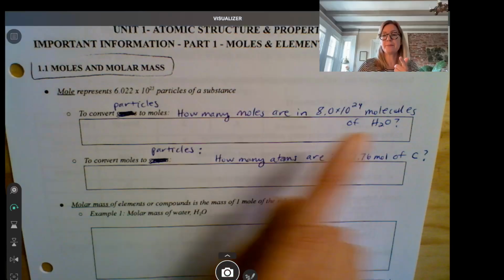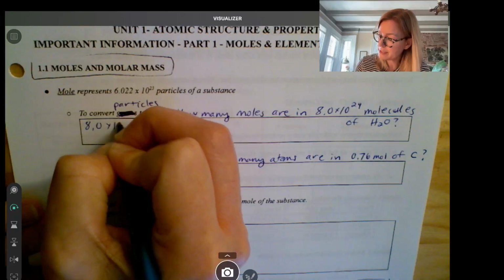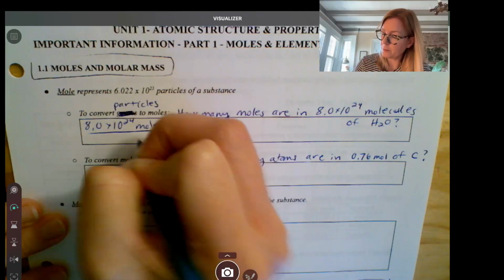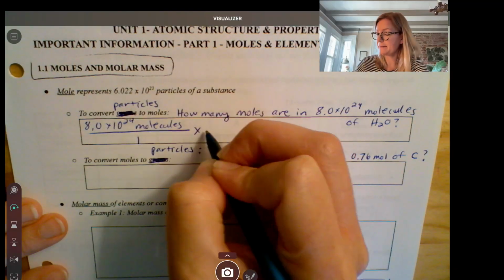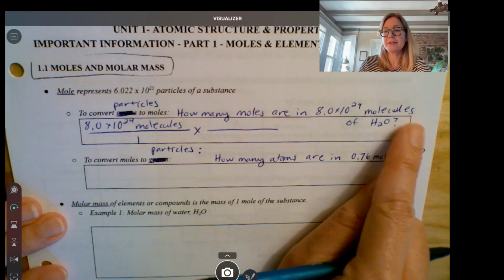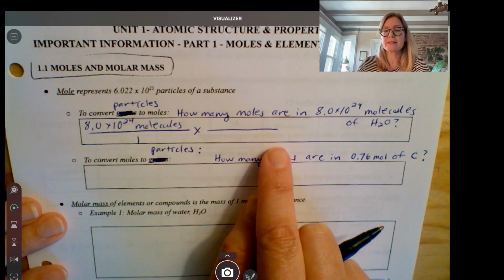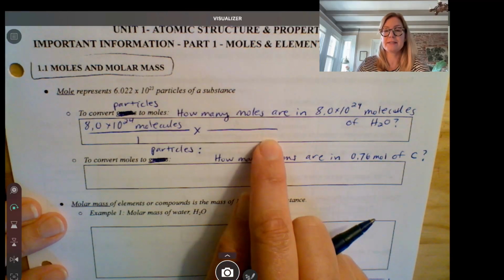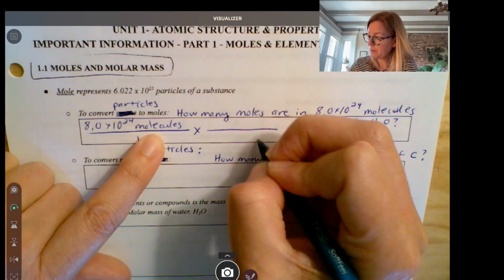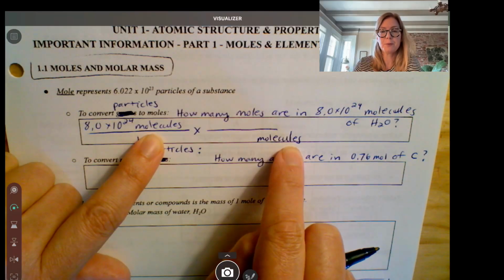So we're going to do that by putting the number they give us over 1. So 8.0 times 10 to the 24th molecules over 1. We're going to put a times sign, and the whole point of dimensional analysis is to convert units, to get rid of molecules and get into moles. So to get rid of molecules, we're going to be sure that that's the unit of the denominator in this next factor. So leave some space for a number. We don't know what number is going here yet, but we're going to write molecules on the bottom.